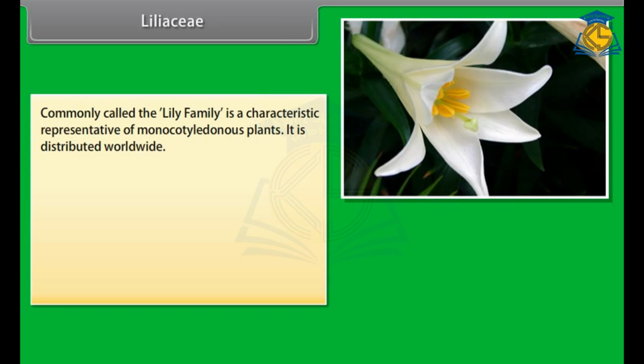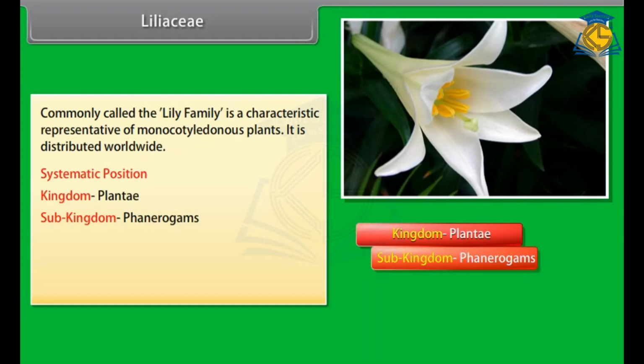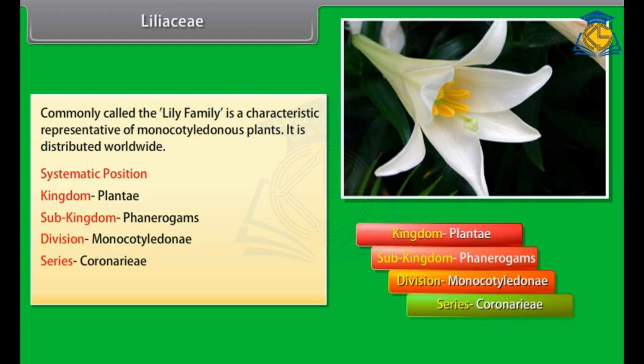Liliaceae, commonly called the lily family, is a characteristic representative of monocotyledonous plants. It is distributed worldwide. Systematic position. Kingdom, Plantae. Subkingdom, Phanerogams. Division, Monocotyledonae. Series, Coronarieae. Family, Liliaceae.